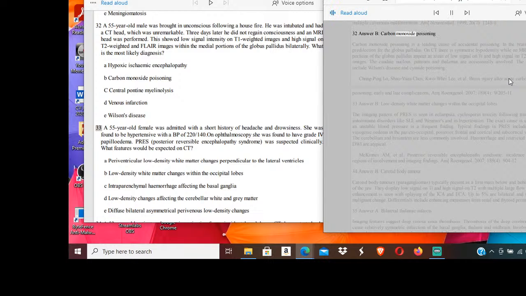Answer B, carbon monoxide poisoning. Carbon monoxide poisoning is a leading cause of accidental poisoning. In the brain, it has a predilection for the globus pallidus.